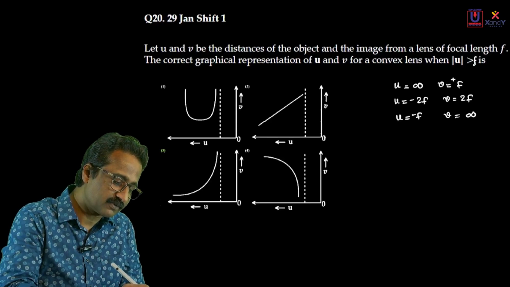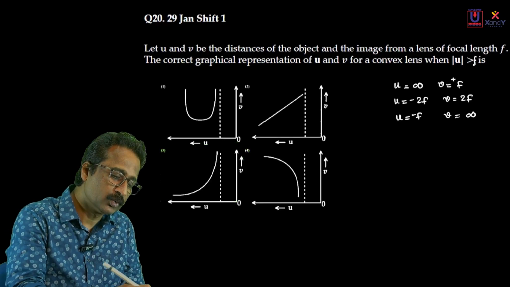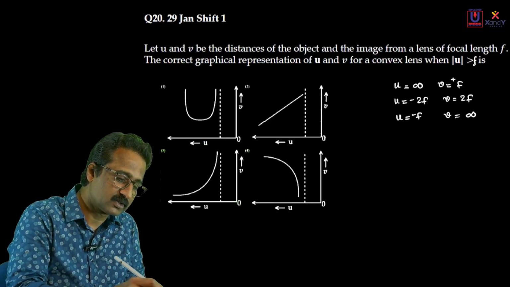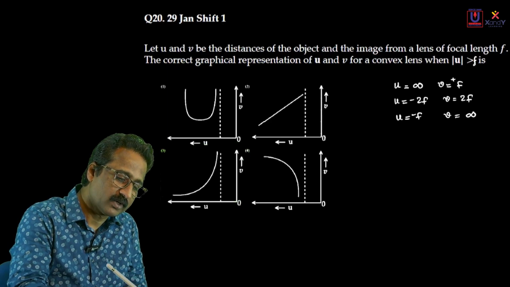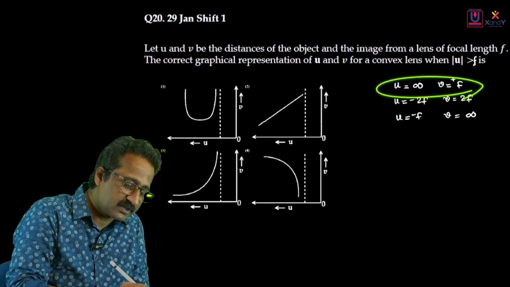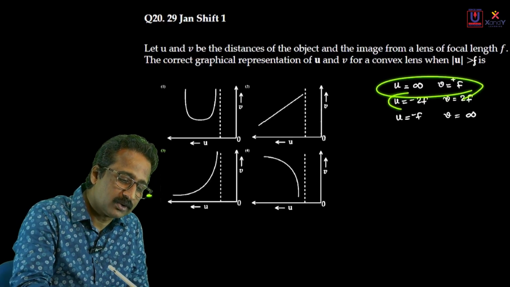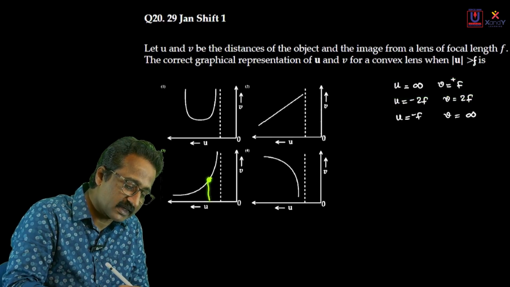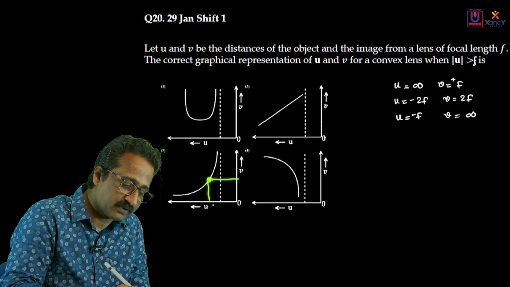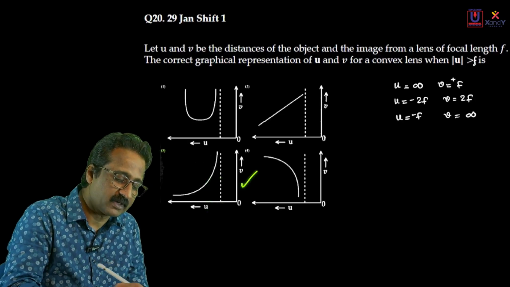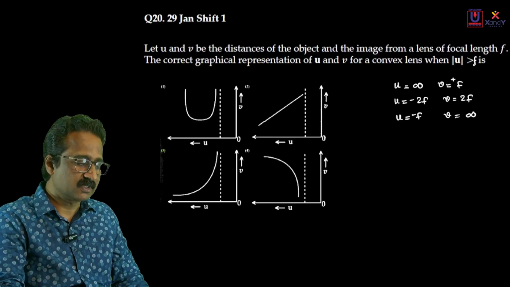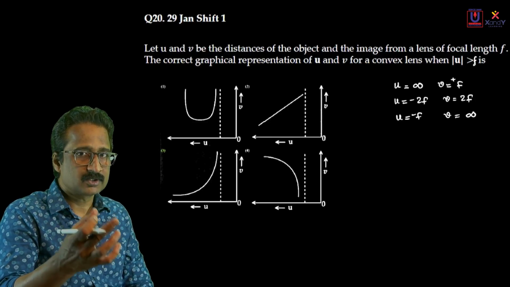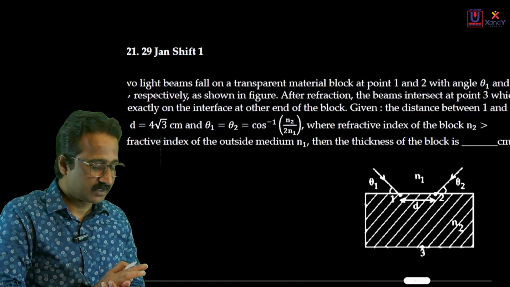Of course, the graph is this, because when u is equal to infinity, see this point, when u is equal to infinity, the point is here. Now, when u is equal to minus 2f, this is the point I meant. When u is equal to minus 2f, v is equal to 2f. If this is 2f, this is also 2f, like this. So this is the graph anyway, the u-v graph. So this must be remembered. In fact, you must have actually drawn this graph in your lab while doing experiments on lenses. Okay, that's a familiar graph.